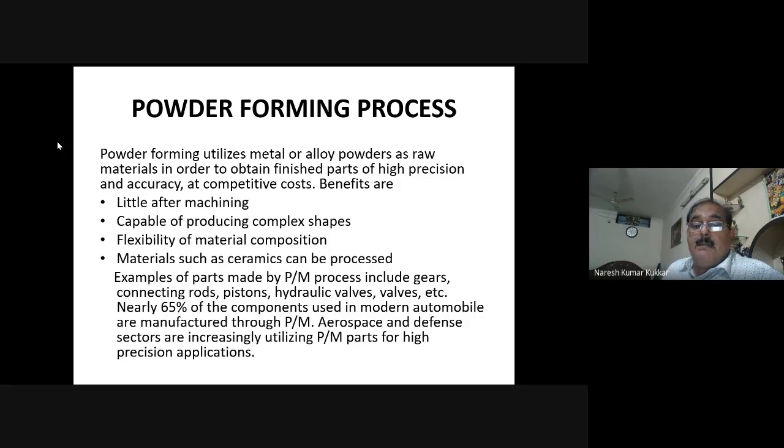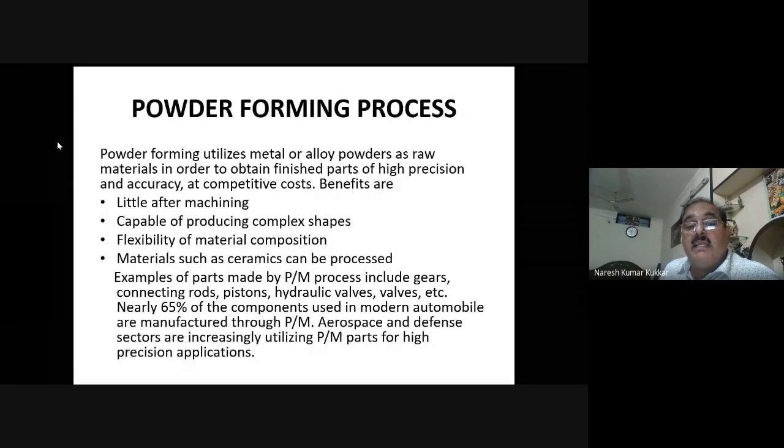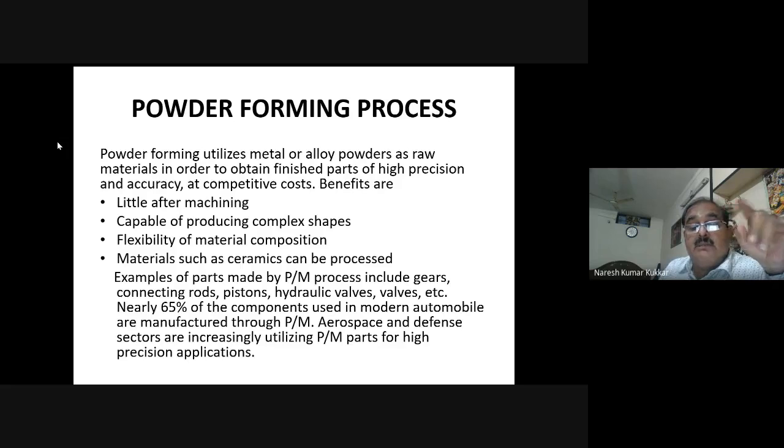Examples of parts made by powder forming include gears. For gears, we use different shapes, and strength is also required. We can create them by powder forming. Then connecting rods. A connecting rod is a piece between the engine crankshaft and the piston. A connecting rod can be created because there is a lot of force required to make it, which means powder forming is a very strong process. Pistons, hydraulic valves. Nearly 60% of components used in a modern automobile are manufactured through powder forming. Aerospace and defense sectors are increasingly utilizing the powder forming method for high precision applications.